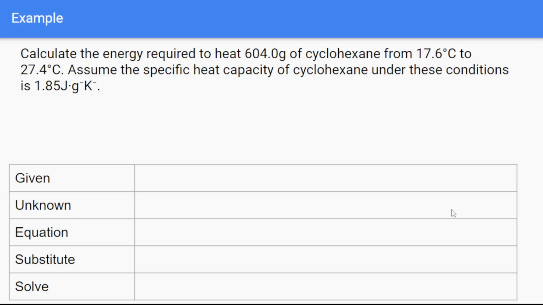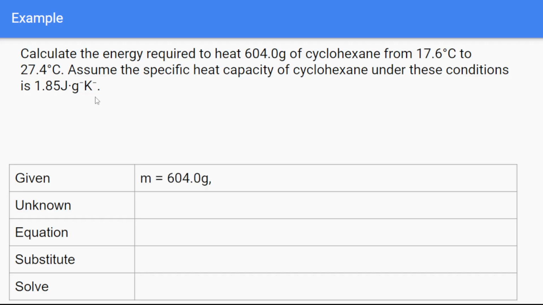Now to solve an actual calorimetry problem, we need to look at the problem and then identify what's given, what's unknown, and then solve the equation. So calculate the energy required to heat 604 grams from 17.6 degrees Celsius to 27.4 degrees Celsius, and then we use the specific heat, which is 1.85 joules per gram Kelvin.